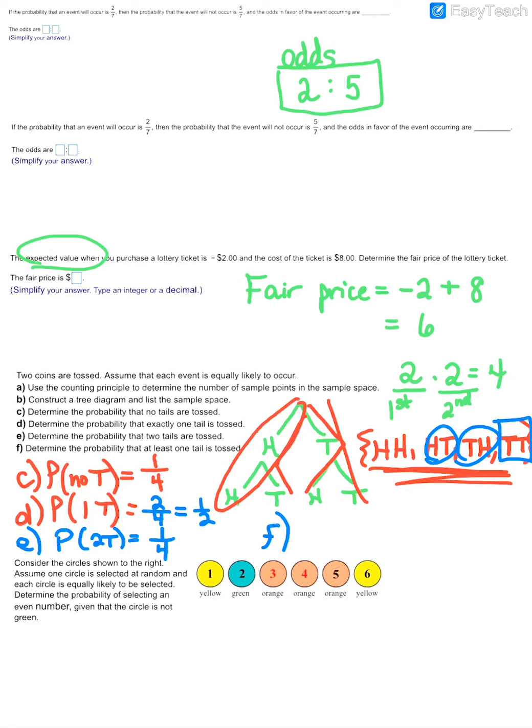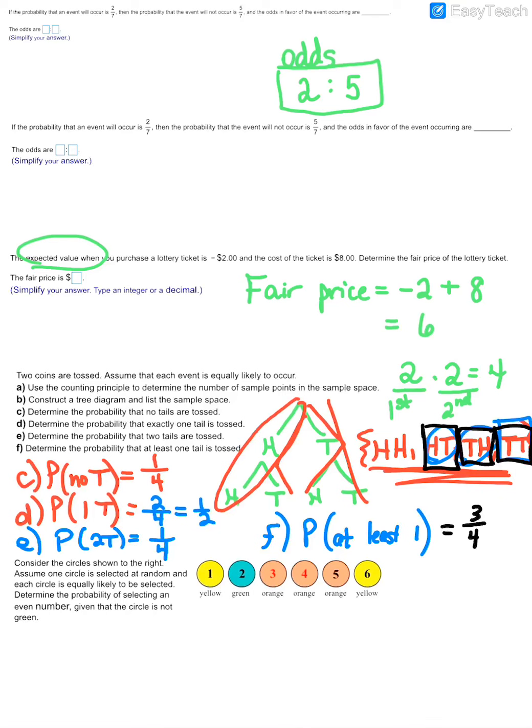And then finally, the last one wants to know the probability that I get at least 1 tail. So at least 1 means 1 or more. When I'm looking at my particular sample space, I see that I've got 1 tail here, 1 tail, and 2 tails. So at least 1 tail, there are 3 out of the 4 outcomes.